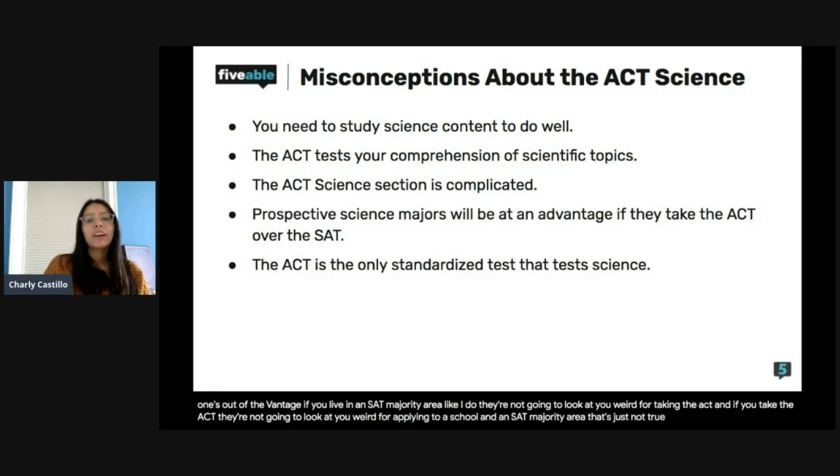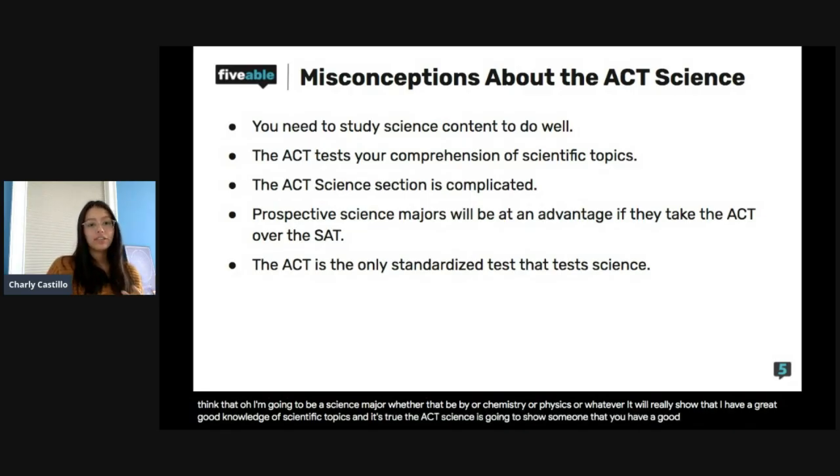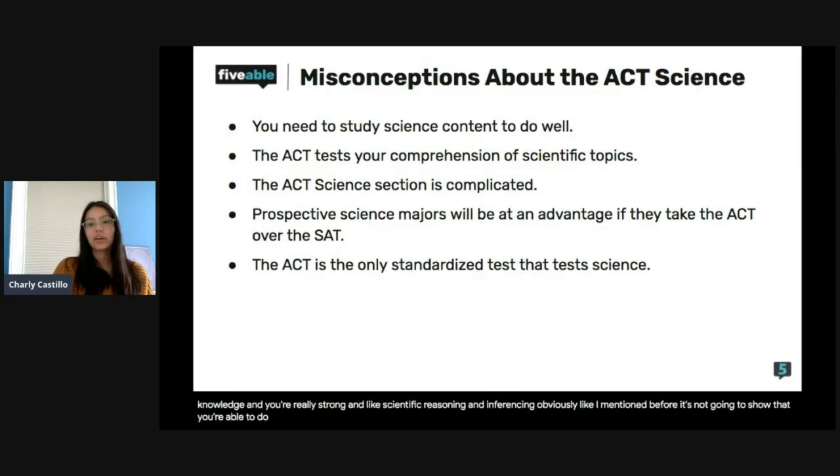That's just not true. Also, I hear a lot of people think that, if I'm going to be a science major, whether that be bio or chemistry or physics or whatever, taking the ACT science will really show that I have a good knowledge of scientific topics. And it's true. The ACT science is going to show someone that you have a good foundational knowledge and you're really strong in scientific reasoning and inferencing. Obviously, like I mentioned before, it's not going to show that you're able to do quantum mechanics, but it really shows that you're good with the foundational stuff of science.